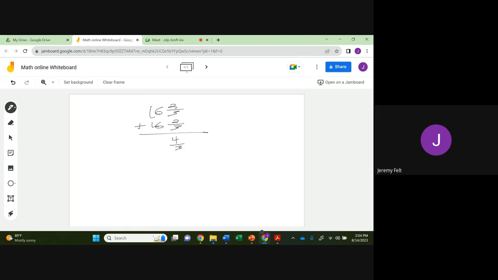6 plus 6 is 12. Carry the 1. 1 plus 1 plus 1 is 3. So 32 and 4/3, but this is a mixed number with an improper fraction, so we need to convert this to a mixed number. 4/3. 3 goes into 4 once with 1 left over, so 1 and 1/3. So 32 plus 1 and 1/3 becomes 33 and 1/3.